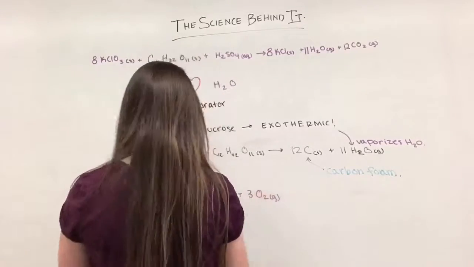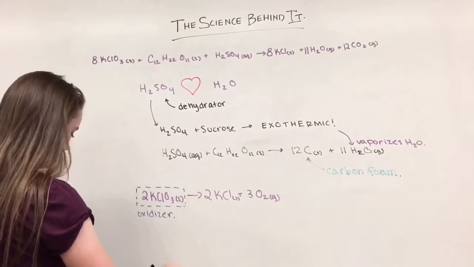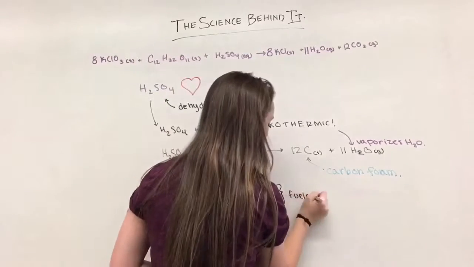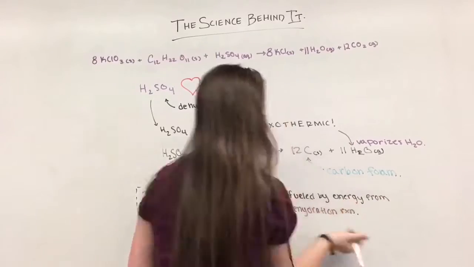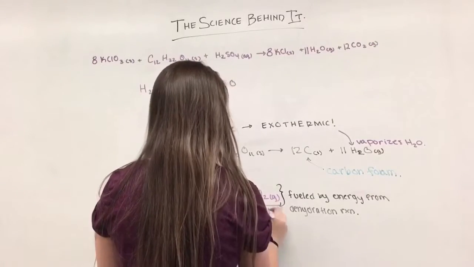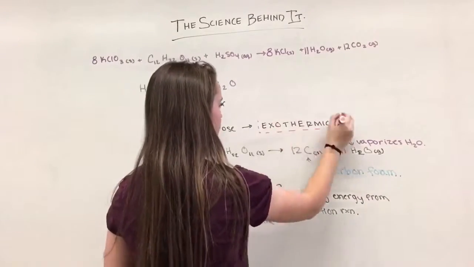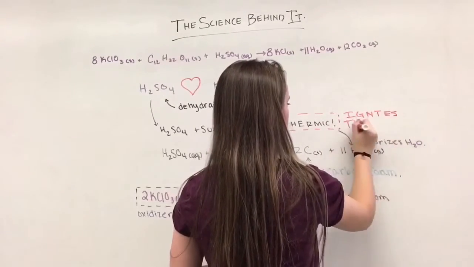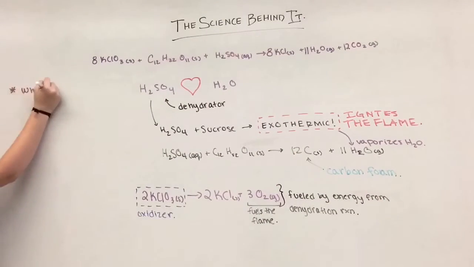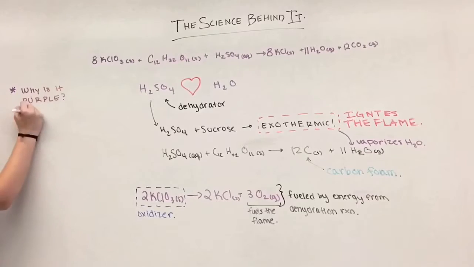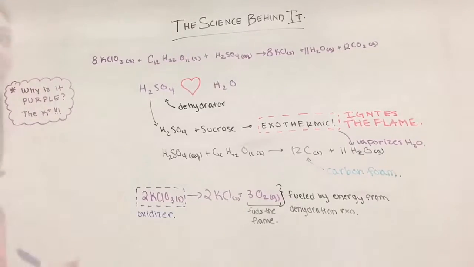The potassium chlorate acts as an oxidizer, forming potassium chloride and oxygen gas. The oxidation reaction proceeds after heat is released from the sulfuric acid dehydration. The oxygen gas produced further fuels the combustion reaction, ignited by the released energy from both reactions. The flame is purple because of the presence of the potassium ion, which burns lilac.